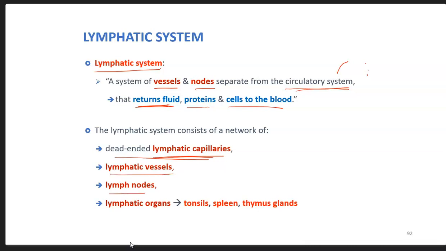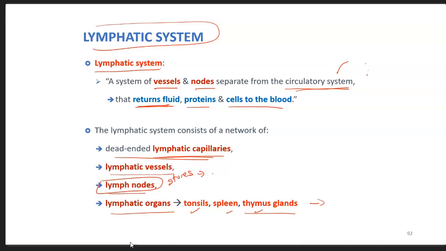So the lymph will also flow through the nodes and then lymphatic organs. The lymphatic organs are the tonsils, spleen, and also the thymus gland. So later in chapter 7, we are going to look at the thymus and also the tonsil involved in the immune system as well. So the lymphatic system is also involved in the immune system, basically, because one of the functions of the lymph nodes is that it stores white blood cells.